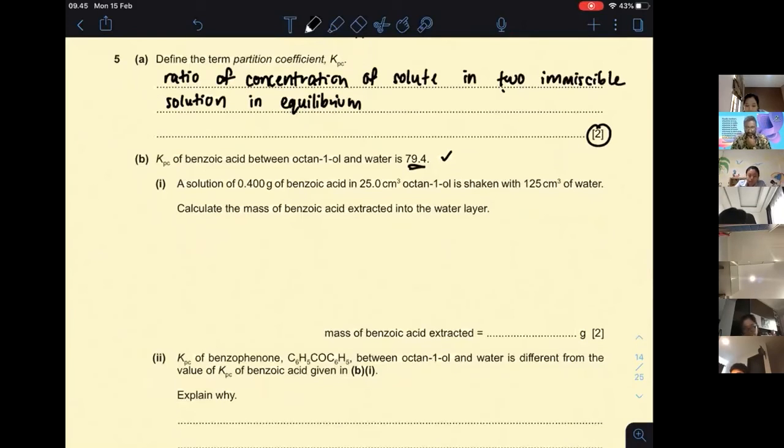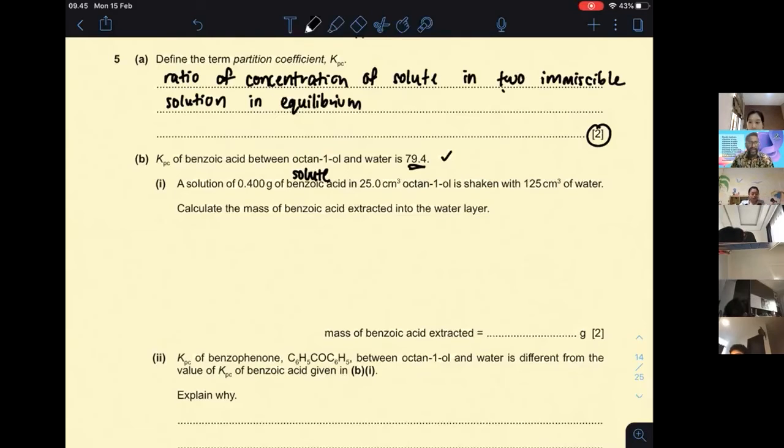A solution is given, let's say you have 0.4 gram of benzoic acid. That's a solute. This solute is going to be mixed with the octane-1-ol and also water, and then we want to calculate the mass of benzoic acid extracted into the water layer. Now this one I want you to be very careful, because I think there is a shortcut. Maybe some students do the long cut and eventually spend a lot of time.